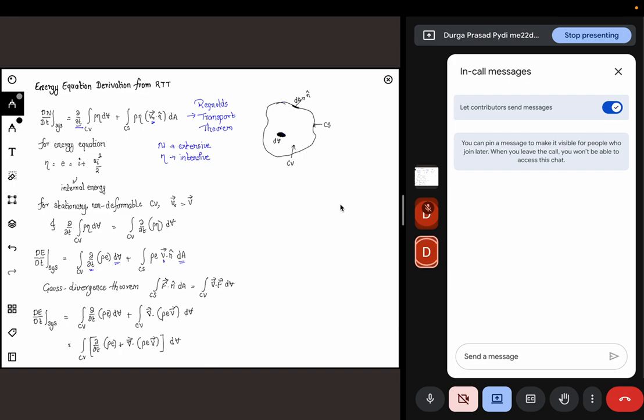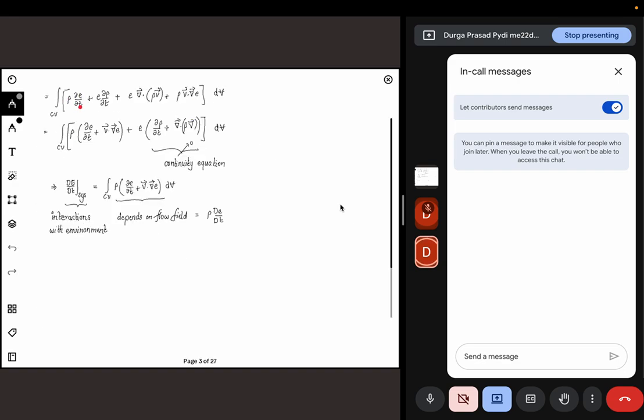If you just apply the chain rule, the first term will be rho times del E by del t plus E times del rho by del t, followed by the same chain rule for the other term.